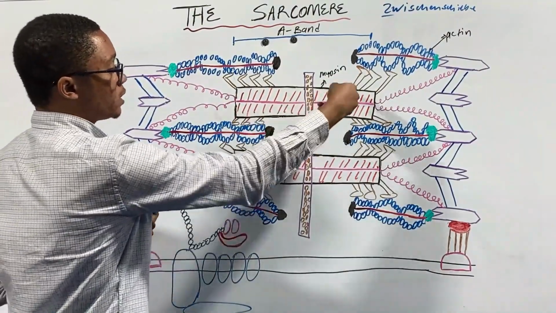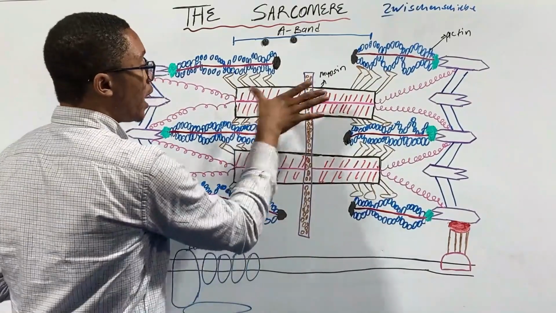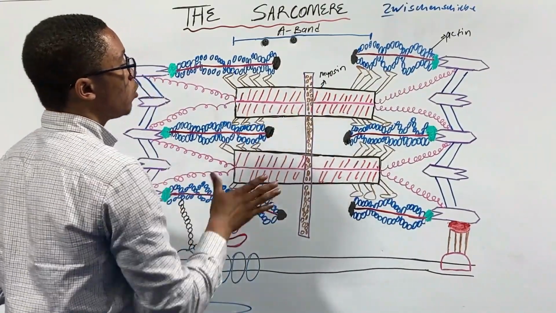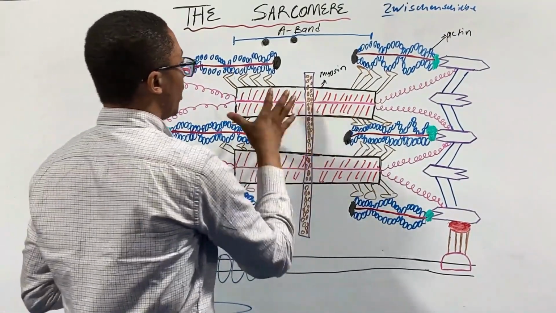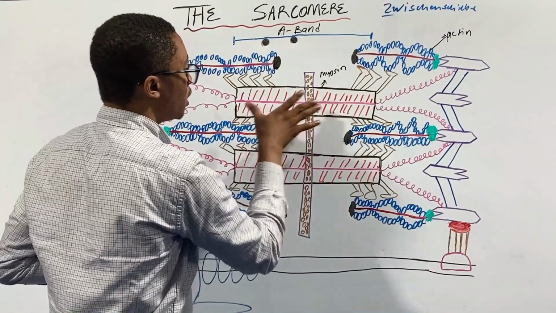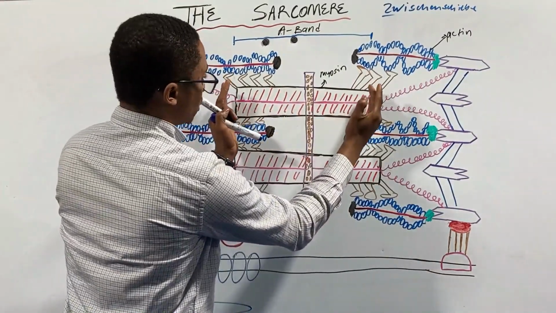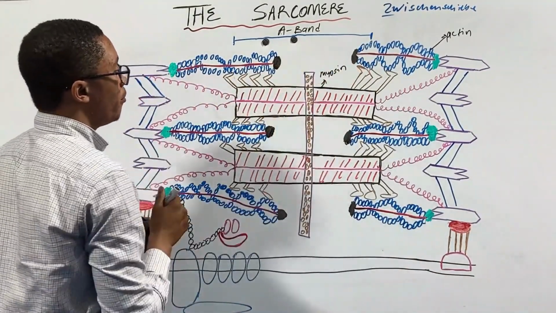That's why I shaded it with the red pen, to indicate that the A band is the dark portion of the sarcomere. So this is the A band, the dark portion, which includes the myosin specifically, and the actins can also be found in the A band.